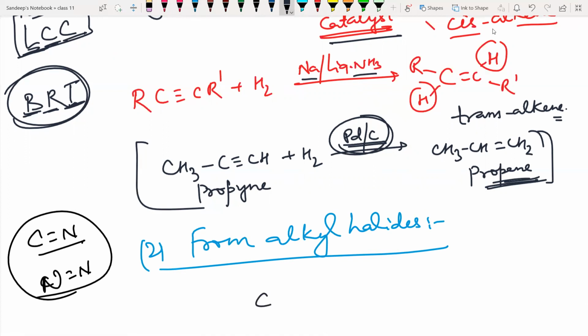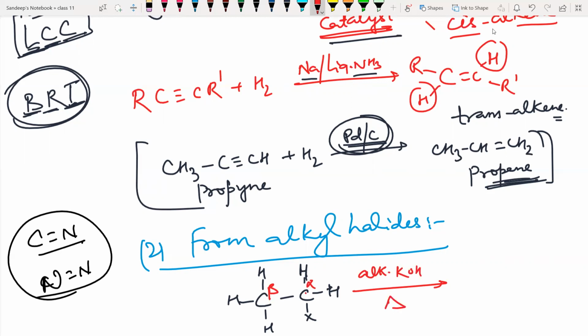So take an alkyl halide which has a beta hydrogen. The halide group attached carbon is called alpha, and just beside alpha carbon is beta. So it will be treated with alcoholic KOH and heated. What will happen? This OH minus will abstract a beta hydrogen. This halide will come out. So it will form alkene.